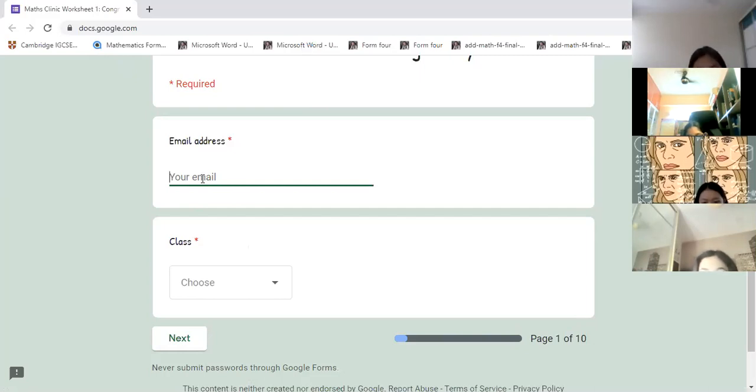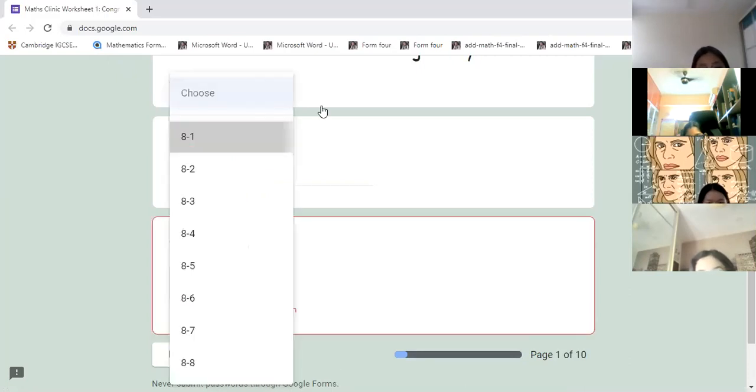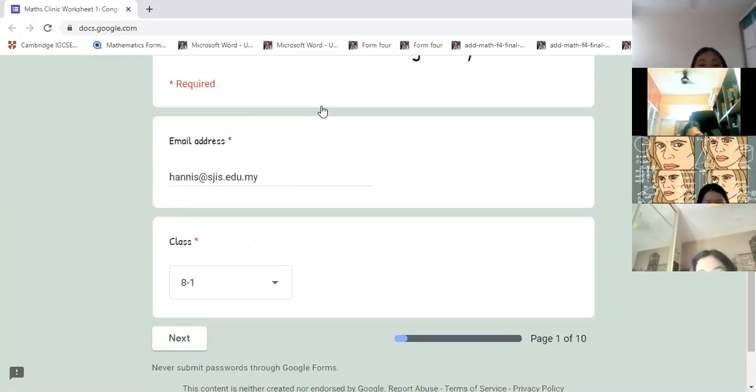So type your email. Make sure that it's a valid email address. All of you will do this. Let's say randomly I choose 81 here. Now disconnect. Please send me the link to the worksheet.